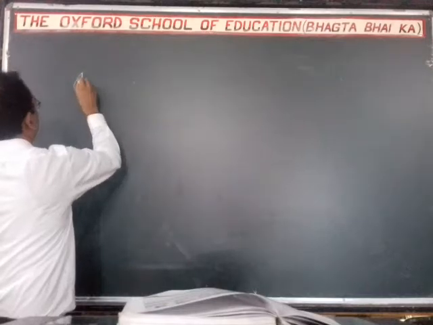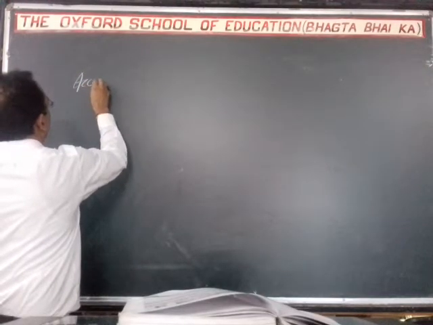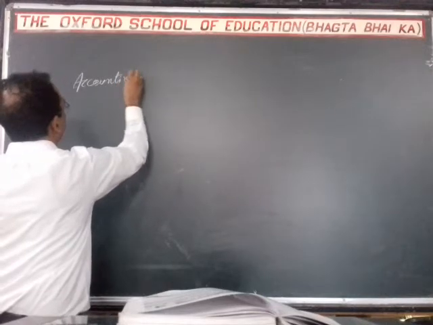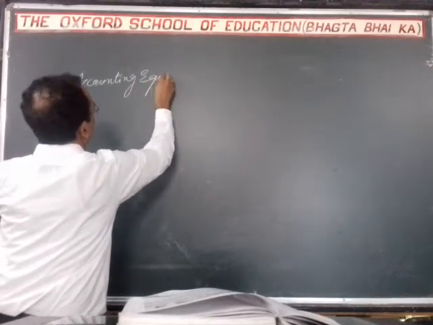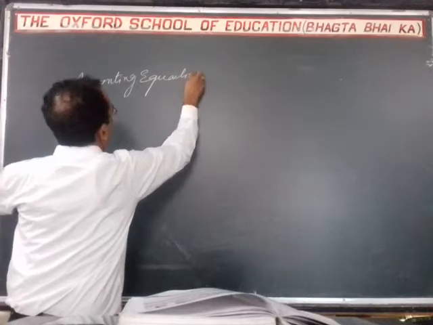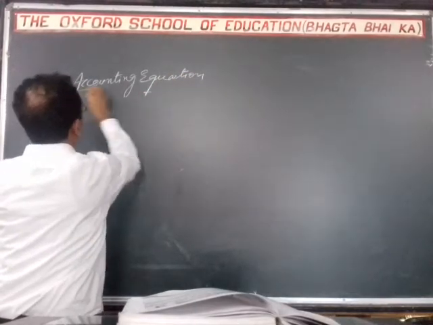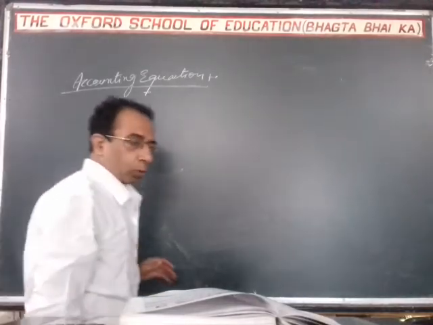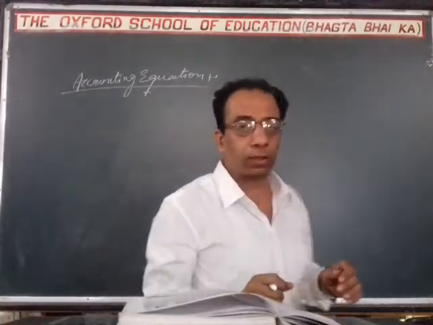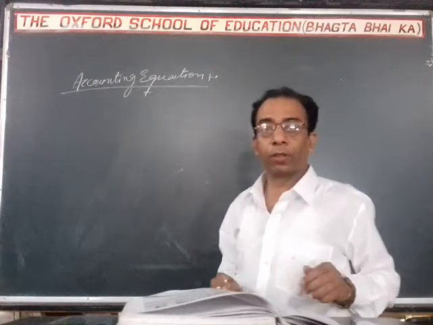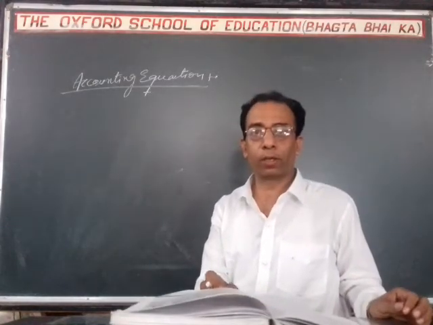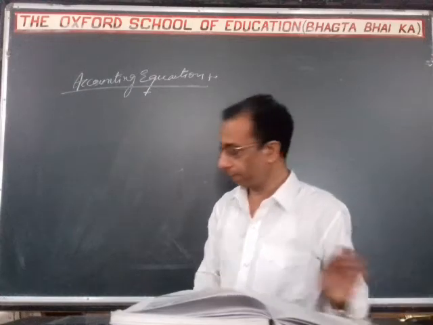So our chapter 3 is accounting equation, right? Student, chapter 3, accounting equation, is basically based on the dual aspect concept, right?